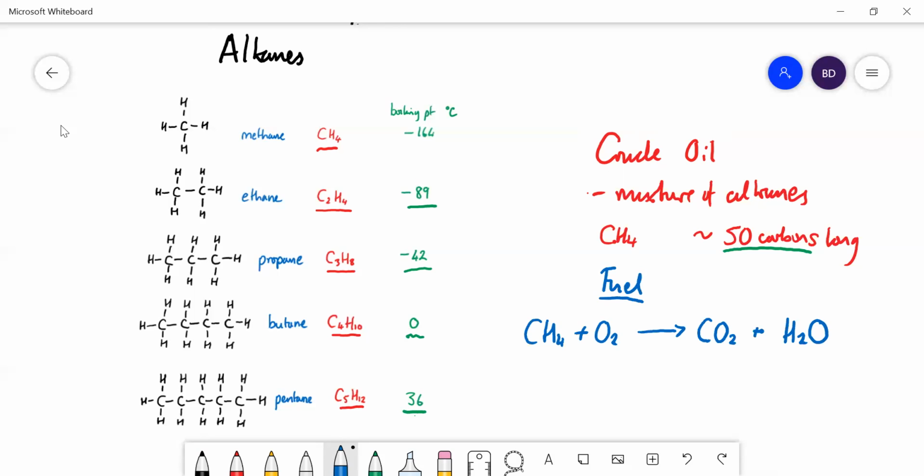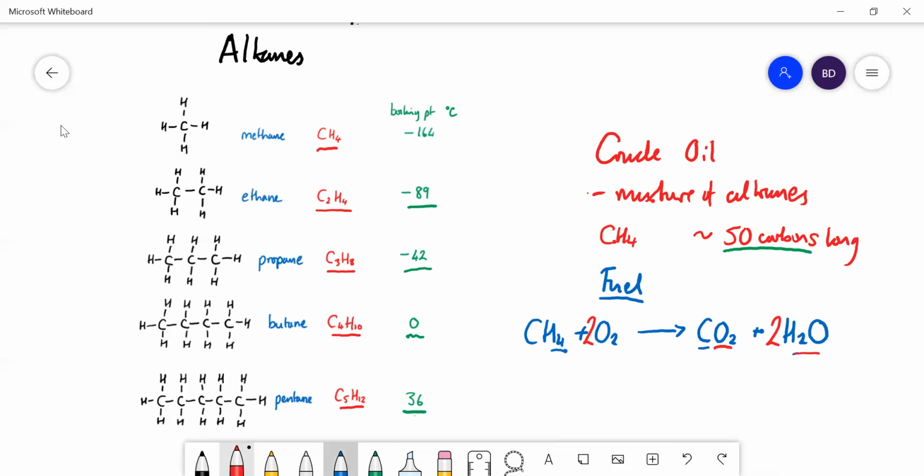Well, we've got 1 carbon on the left, 1 carbon on the right, so that's fine. We've got 4 hydrogens there, and we need 2 there, so we need to put a 2 in front of the water. Then we need to balance for the oxygen. We've got 2 oxygens in the carbon dioxide and 2 in the water, so we need 4 oxygens. So we need to put a big 2 there.